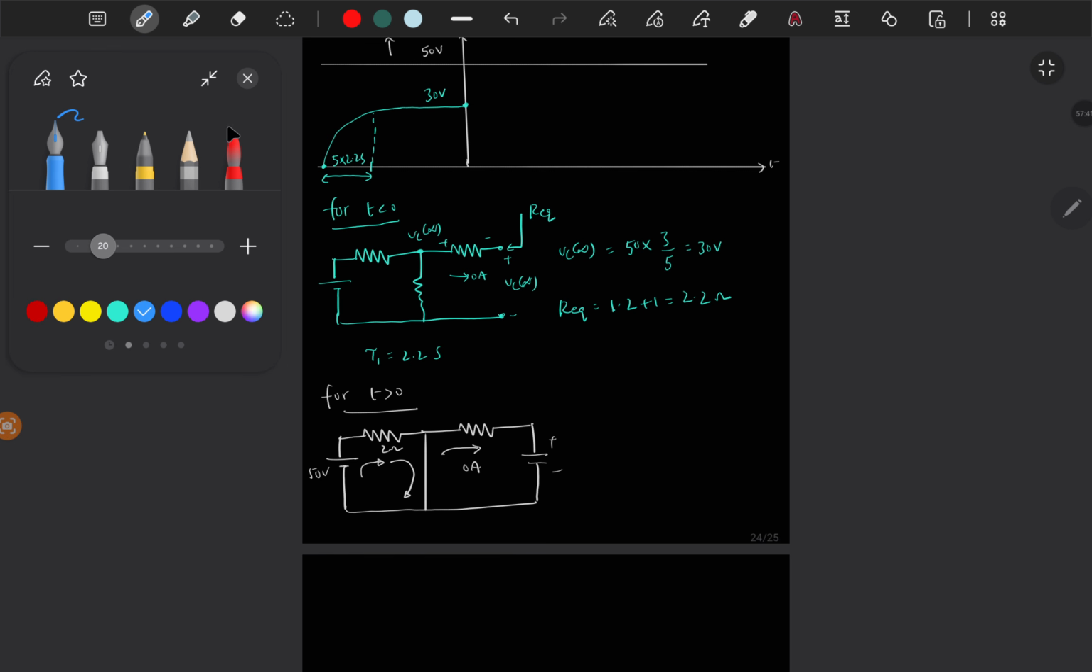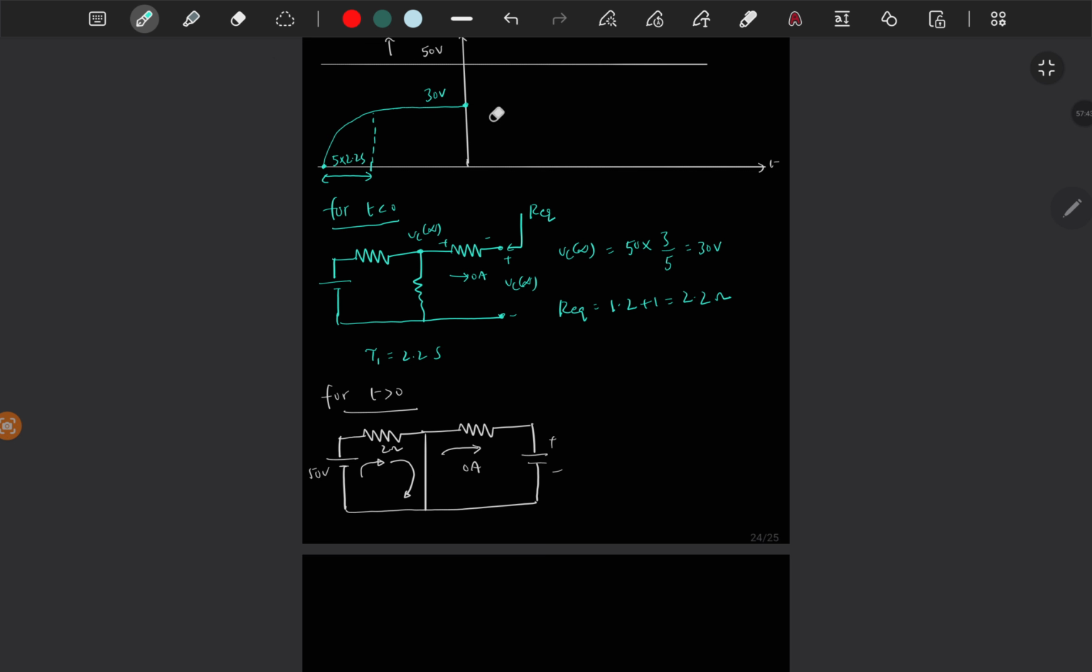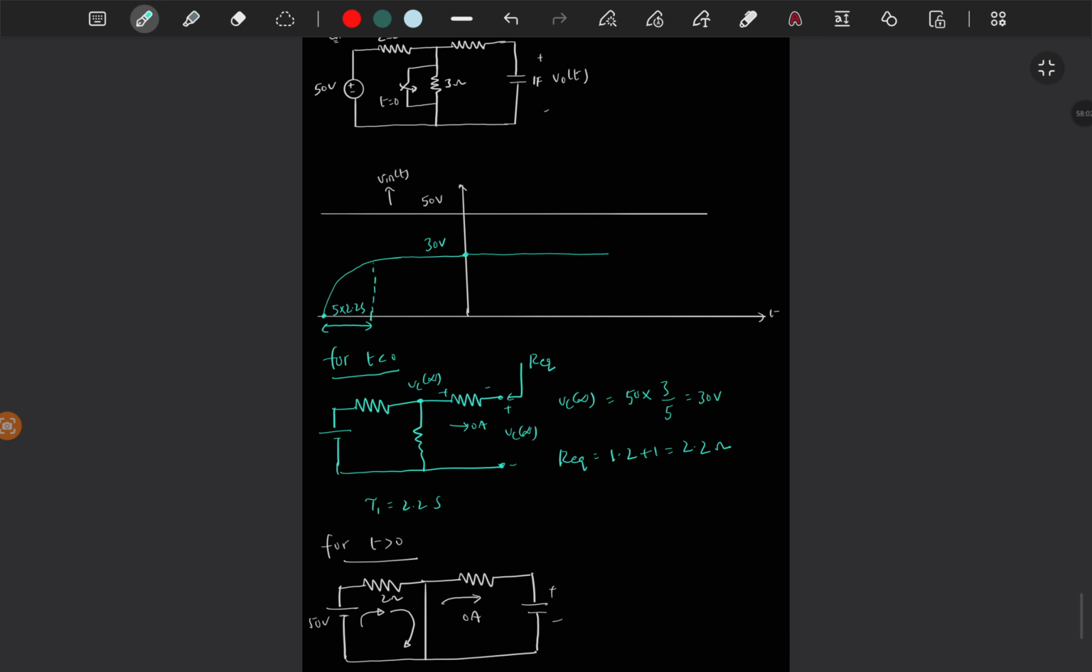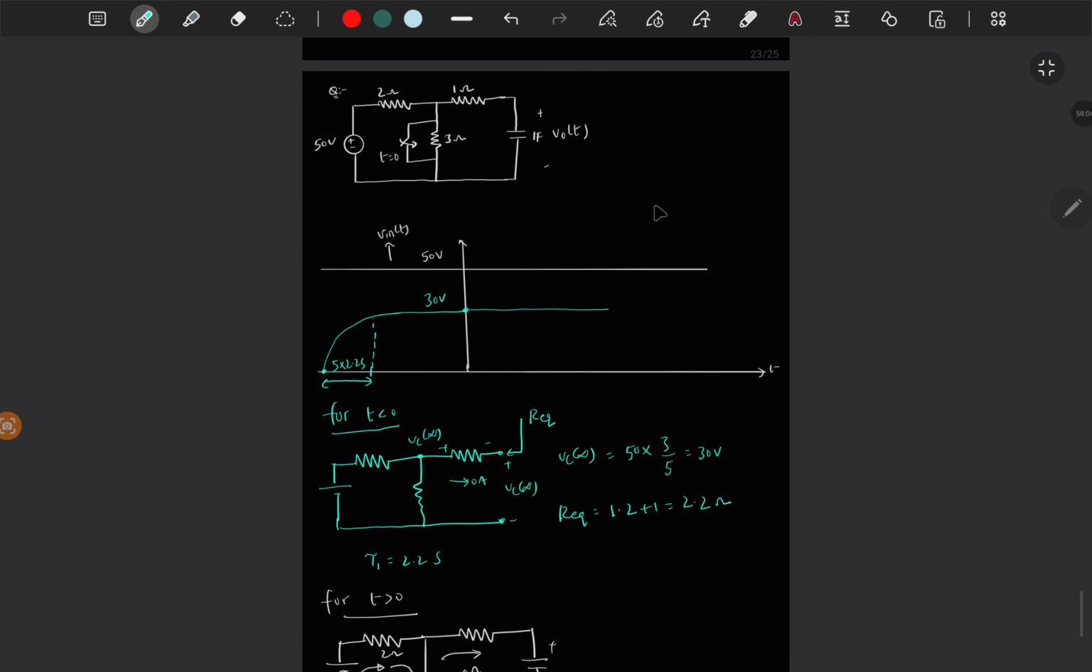So even though there is an independent voltage source, since there is a short circuit path across this one, this will be invalid. All the current will go through that short circuit path and the capacitor voltage will stay at 30 volts only. So if you want to write the expression, this one is 30 times 1 minus e power minus t by tau, right?